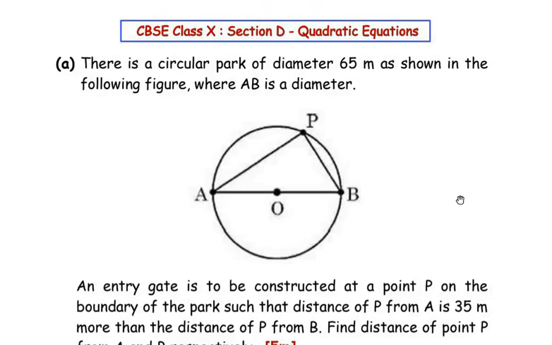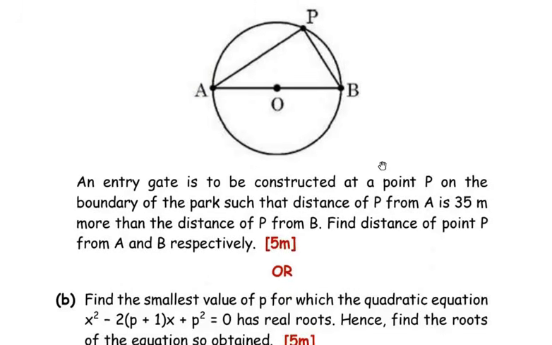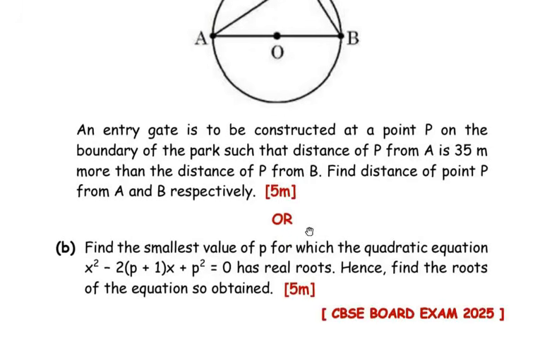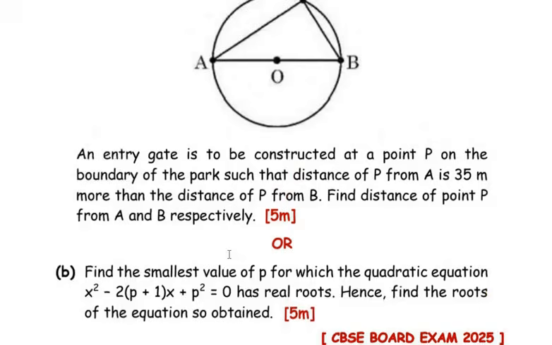In this video we are going to solve a 5-mark question from Quadratic Equations chapter which had appeared in CBSE board exam 2025. Now this question has an OR question as well. That is, either you can attempt the A question or the B one. So let us start with the first question now.